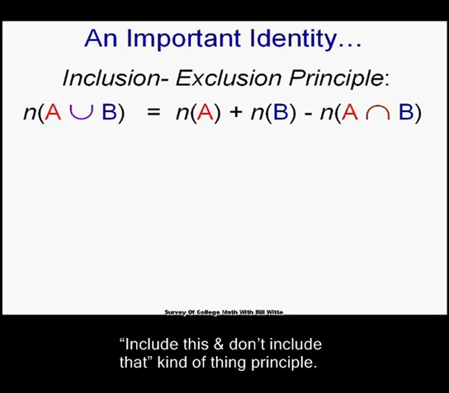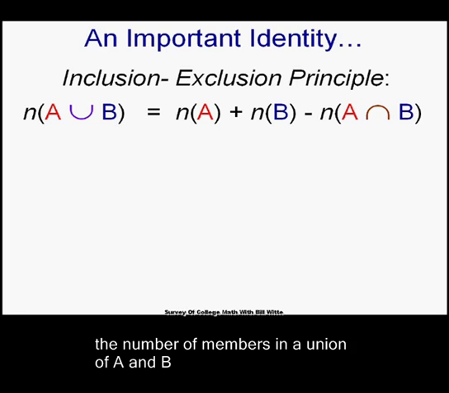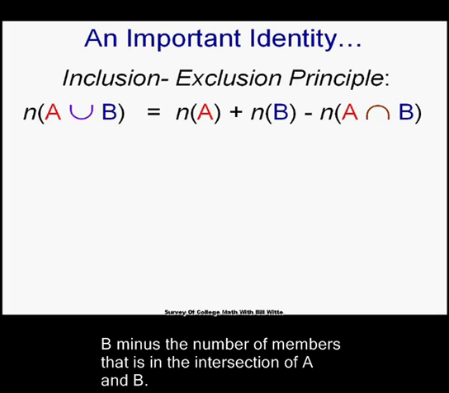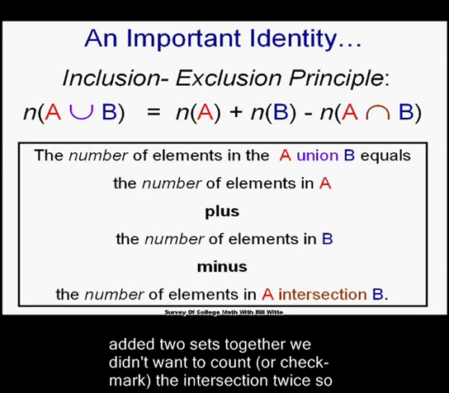Principle. And that is, note what the little n means. The number of members, if you're counting the number of members. The number of members in a union of A and B is always going to equal the number that's in A plus the number that's in B minus the number of members that is in the intersection of A and B. Once again, the number of elements in A union B will always equal the number of elements in A plus the number of elements in B minus the number of elements in A intersection B.